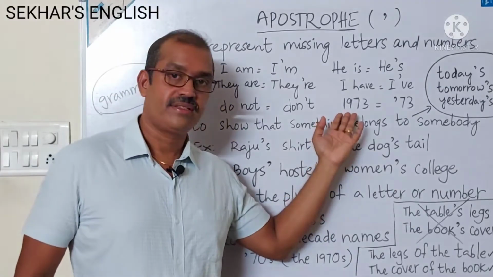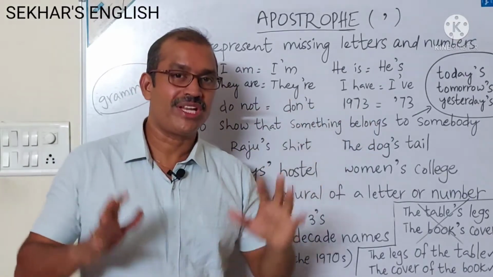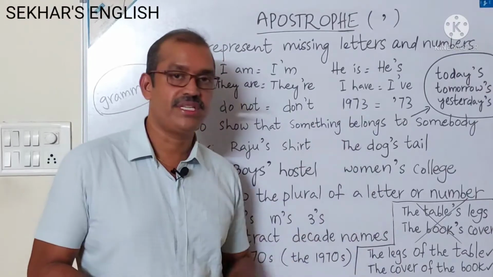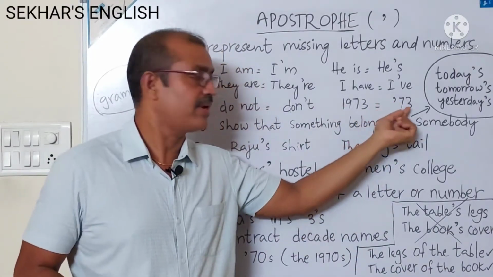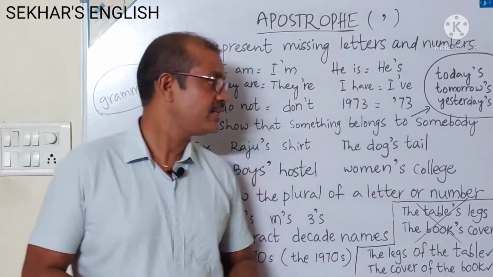Here some numbers are missing: 1, 9. If you are talking about an incident in the 20th century, if you want to refer to 1973, you can use an apostrophe like this. Okay, 1973 becomes apostrophe 73.